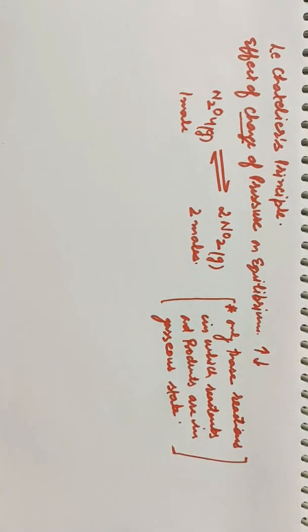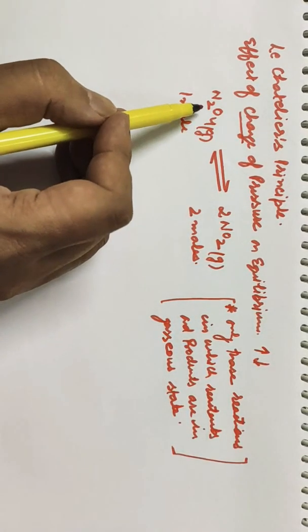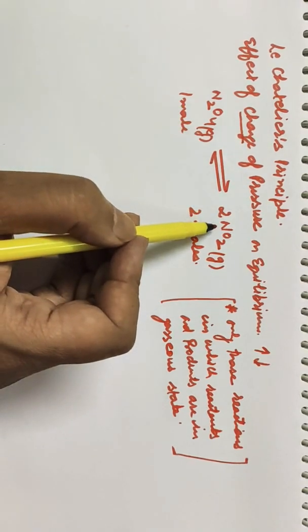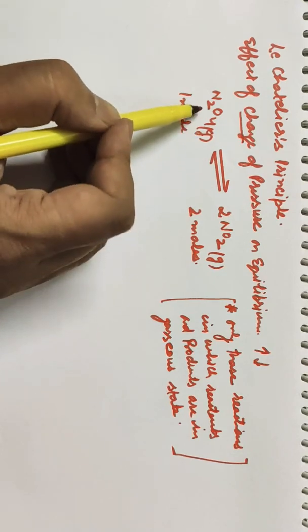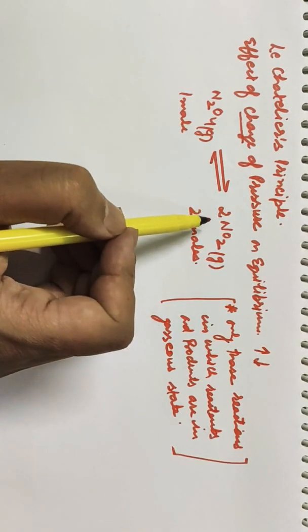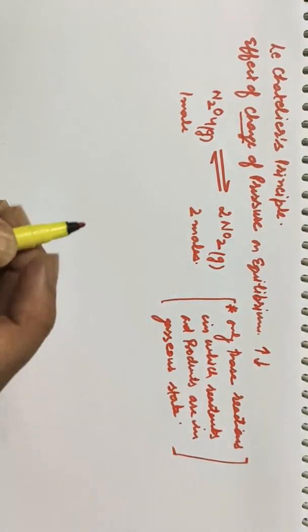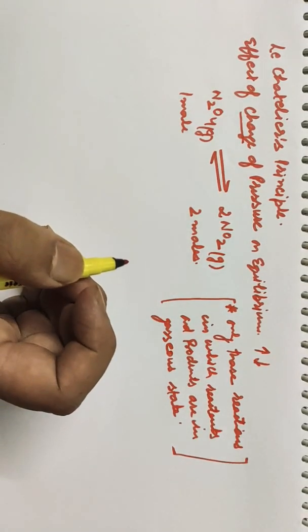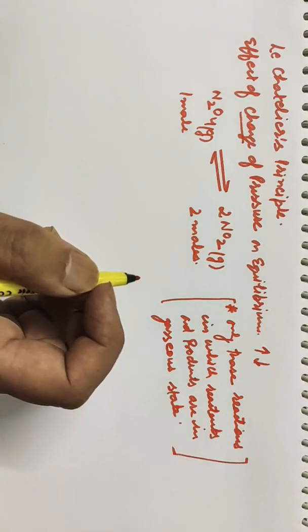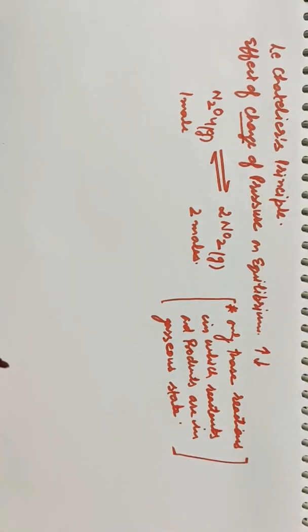So next, see this reaction here, the forward reaction is happening with formation of 2 moles, whereas in the backward reaction there is only 1 mole. Reactant has 1 mole and products have 2 moles. So if now the pressure on the system is increased, the equilibrium will shift to the side in which pressure decreases, that is to the side which is accompanied by decrease in the number of moles.